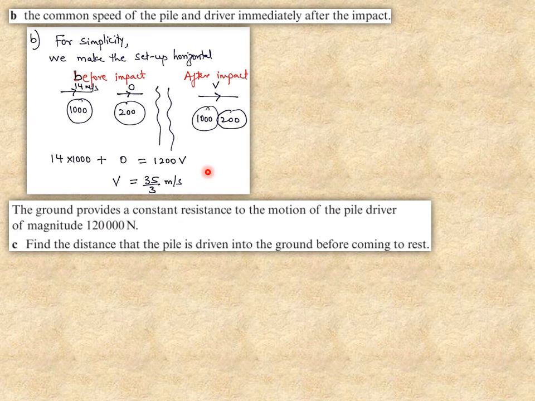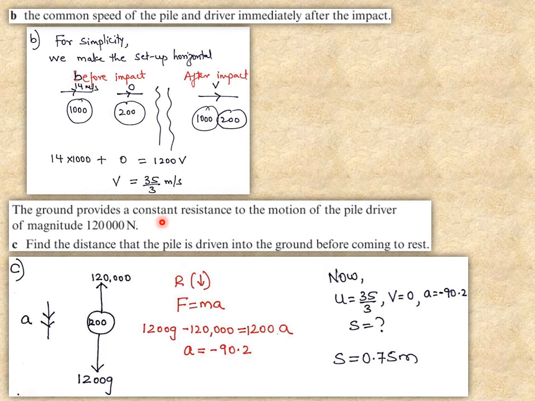The last part of the question now says the ground provides a constant resistance to the motion of the pile driver of this magnitude. Now there is a resistance. So the object is in motion and there is a resistance. So we are going into dynamics now. So let us draw a situation of dynamics. So this is what is happening.